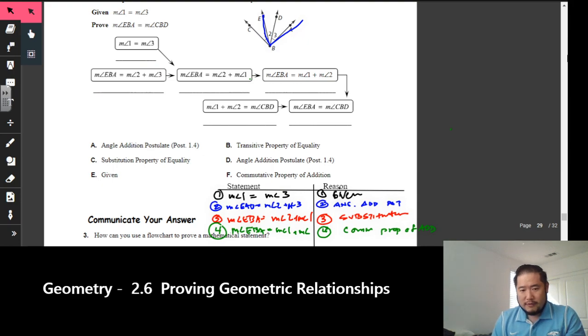Let's take a look at number 5. Let me go ahead and put this over here on the right hand side. So next up, we're looking for statement 5, and they have right there the measure of angle 1 plus the measure of angle 2 is equal to the measure of angle CBD. And how are they going to come up with that? The measure of angle CBD. So let me look at angle CBD, and I've got angle 1 plus angle 2. So right here, for statement 5, we can go ahead and once again use angle addition.